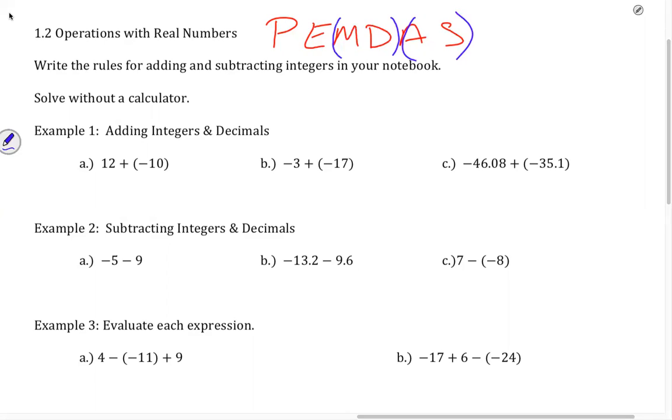Abigail, A, 12 plus negative 10. Do you know what that is, Abigail? 2. That's it. Nice and simple. Damien, negative 3 plus negative 17. What would that be? Negative 20. Negative 20. And then I got C.